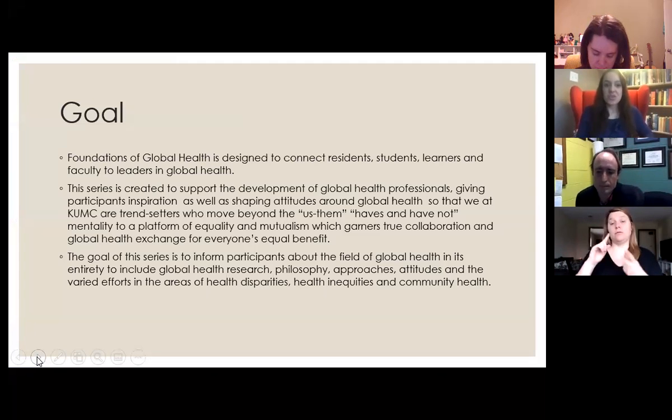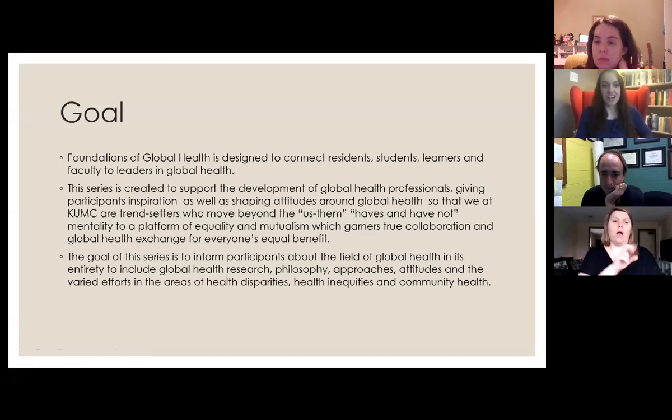This series is created to support the development of global health professionals, giving participants inspiration as well as shaping attitudes around global health so that we at KUMC are trendsetters who move beyond the us versus them or have-nots mentality to a platform of equality and mutualism, which garners true collaboration and global health exchange for everyone's equal benefit.